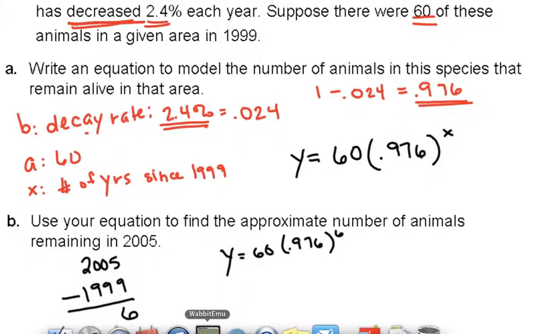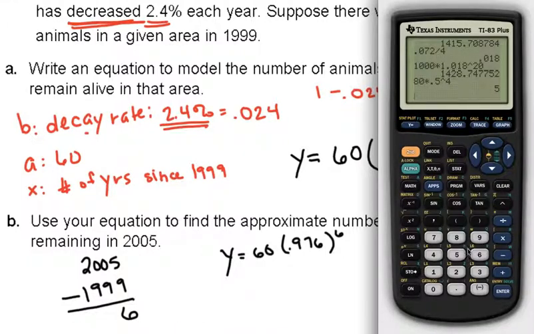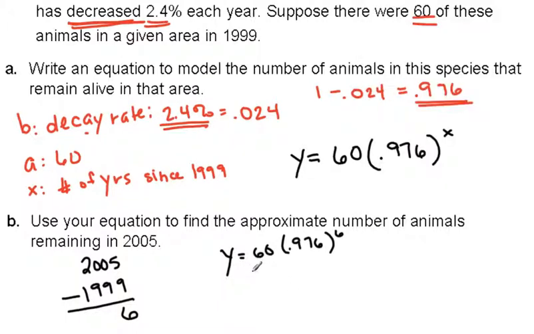Using the graphing calculator for the calculation, we have 60 times 0.976 raised to the 6th power, and we have 51.86. So we're going to go ahead and round that up because it's an approximation. So we have approximately 52 animals.